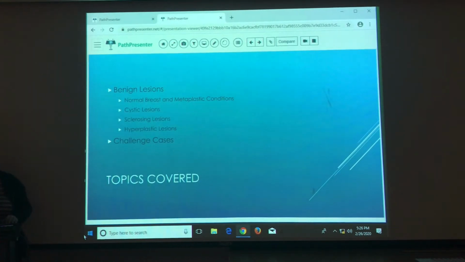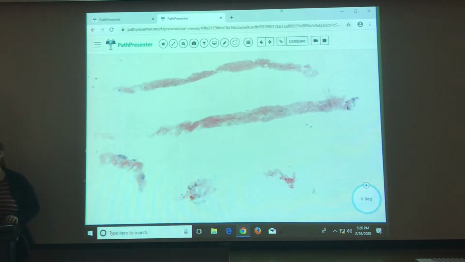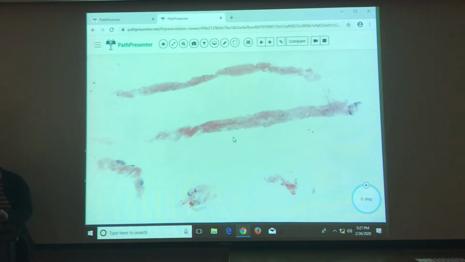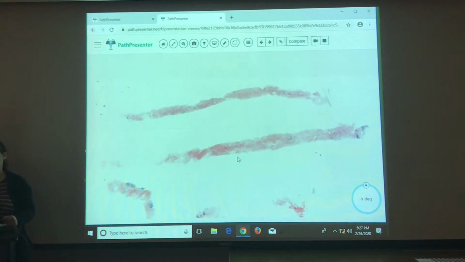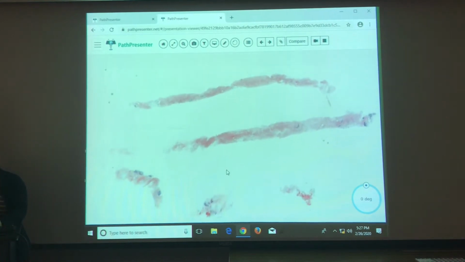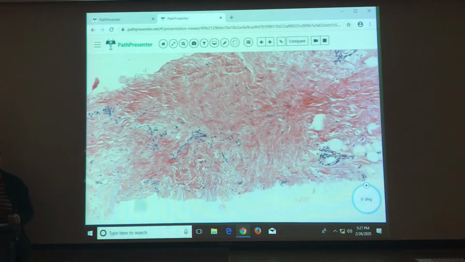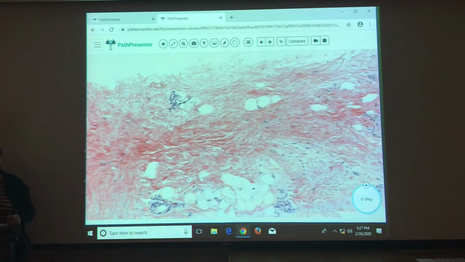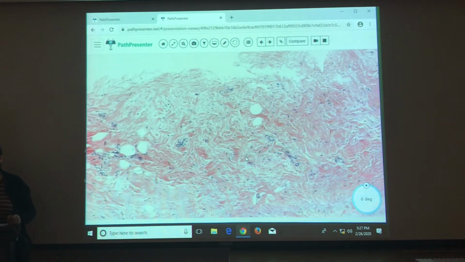So the first thing we're going to look at is normal breast and metaplastic conditions. First we have a few cores of assumed breast tissue at low power. It's very eosinophilic, so probably not very cellular at this magnification. So we're going to move in on one of these cores and see what we have here. We do see some ducts and some fat cells, but the general impression is very fibrous, I would say.